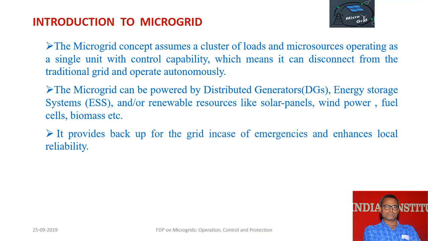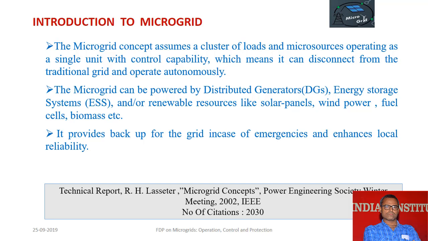It provides backup for the grid in case of emergencies and enhances local reliability. So the microgrid plays an important role when there is a blackout, and it also provides emergency supply to the grid, right? Emergency supply means in case of a power cut or some contingency fault, it provides power to the local area and enhances reliability. And during a blackout, it helps to restore the system very well. It supports the system in the restorative process.